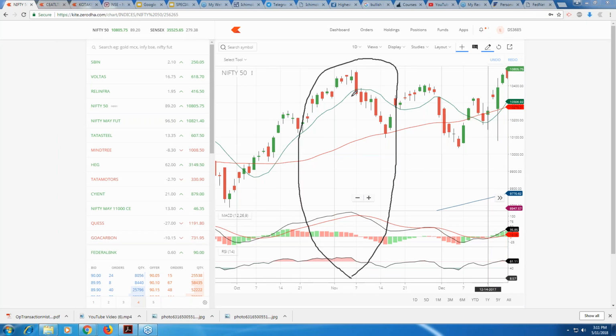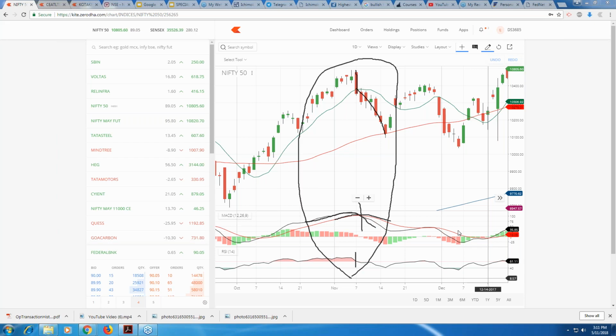So see here, this is the bearish engulfing candle. Can you see this one? Then see the MACD crossover from top to bottom, right? The fast moving line is crossing the slow moving line from top to bottom. RSI is going below 60. This was a trade from the top, right?